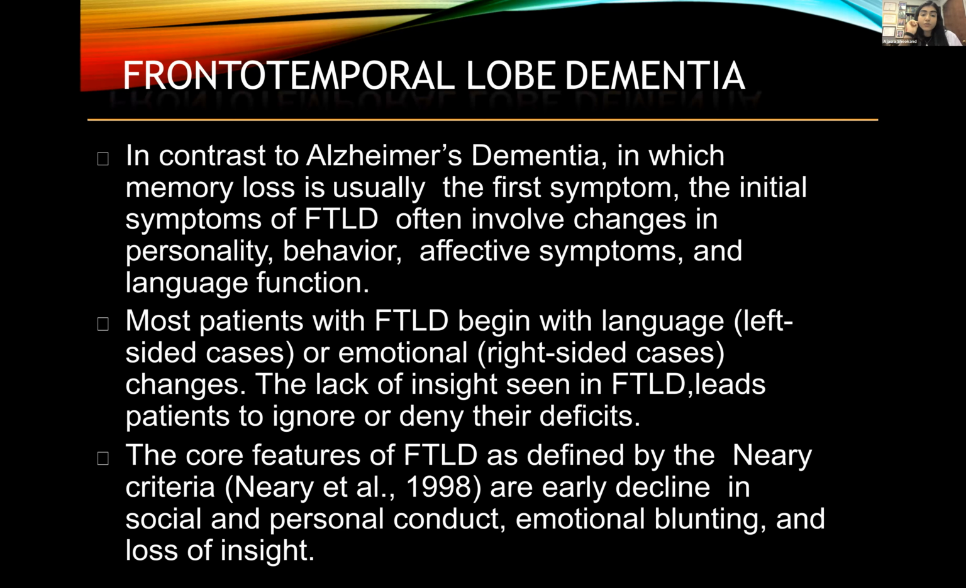And most patients with frontotemporal lobe dementia begin with language problems if it is affecting the left side of the frontal lobe, or emotional changes if it is affecting the right side of the frontal lobe. And the lack of insight seen in this dementia leads patients to ignore or deny their deficits. And the core features, as divided by Neary criteria, are early decline in social and personal conduct, emotional blunting, and loss of insight.